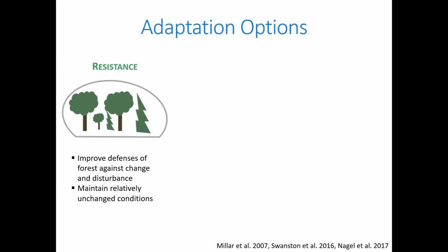So this graphic shows a little bubble around your forest ecosystem, and we're really trying to ward off the effects of climate change and prevent the forest from experiencing significant disturbance so that we can maintain these relatively unchanged conditions over time. And this might be an option that you would choose for a short-term management goal. If you can protect a system as long as possible, then you might choose this option. It is less likely to be a feasible option in the long term as climate change continues to accelerate and the effects of climate change continue to become more and more pronounced.